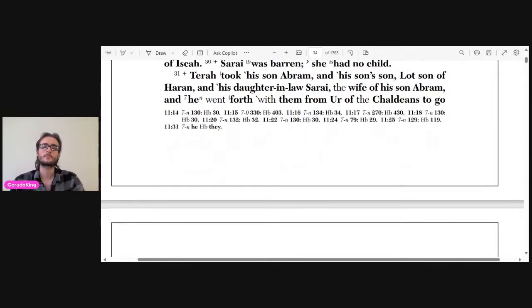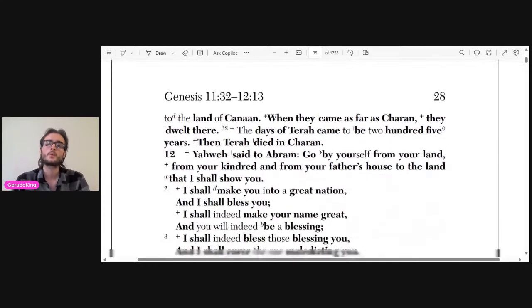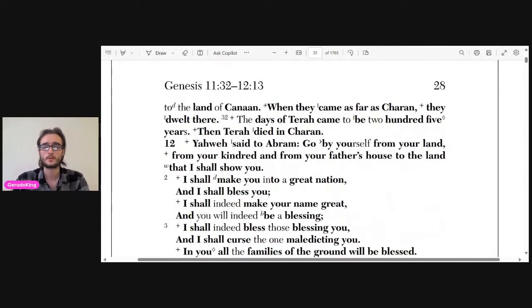Terah took his son Abram and his son's son Lot, son of Haran, and his daughter-in-law Sarai, the wife of his son Abram, and he went forth with them from Ur of the Chaldeans to go to the land of Canaan. When they came as far as Haran, they dwelt there. The days of Terah came to be 205 years. Then Terah died in Haran.